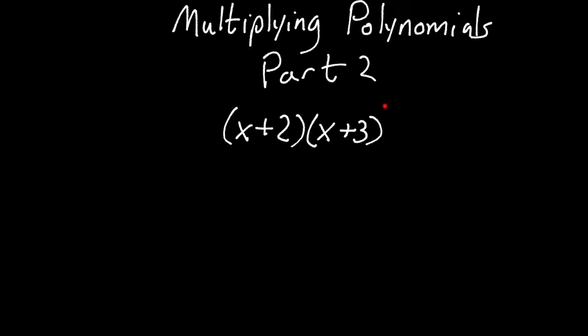Now, multiplying these together is a little bit trickier than just multiplying a monomial, which would be just a single term, times a polynomial, as we saw in Part 1. Your first instinct when multiplying this is probably going to be, oh, I multiply my first numbers together to get x squared, and I multiply my second numbers together to get 6. And I would get my answer as being x squared plus 6. But this would not be correct.